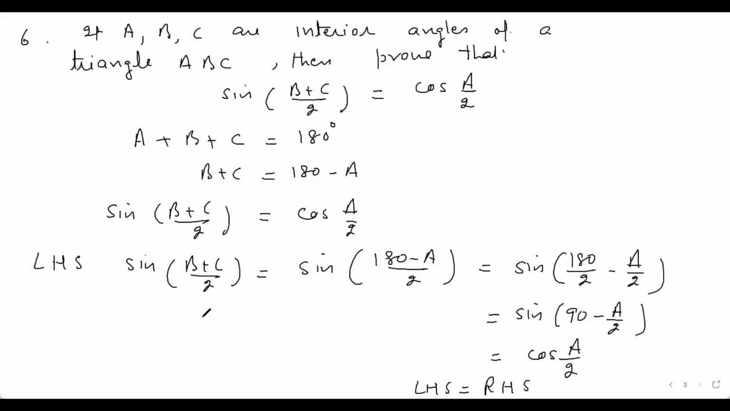Now see here, B plus C, we can write this equal to 180 minus A, because here B plus C is 180 minus A. So instead of B plus C, I can write 180 minus A. We can write it like this, 180 by 2 minus A by 2, sine 90 minus A by 2. Then sine 90 minus theta is cos theta, that is equal to cos A by 2. So left hand side is equal to right hand side.